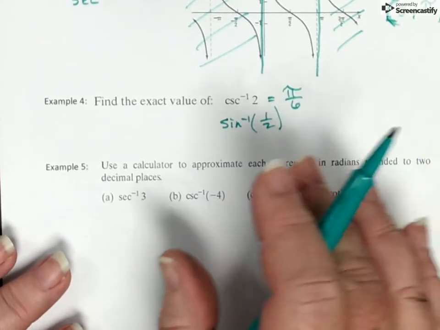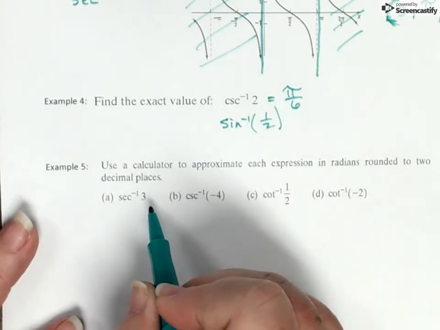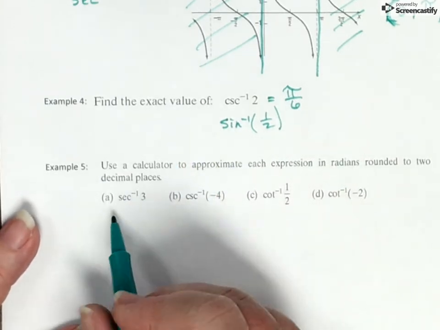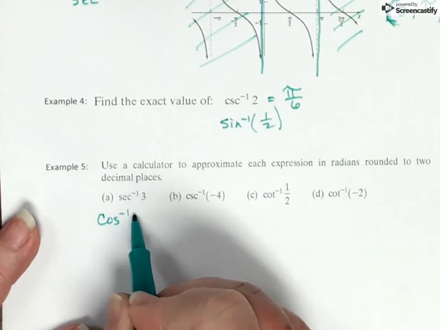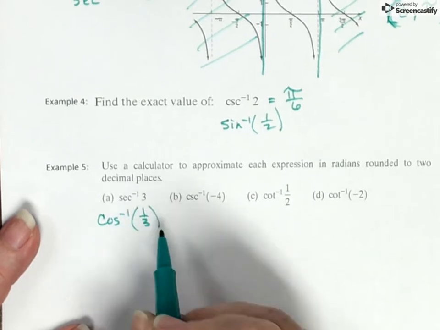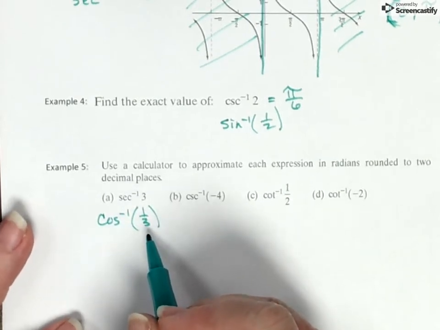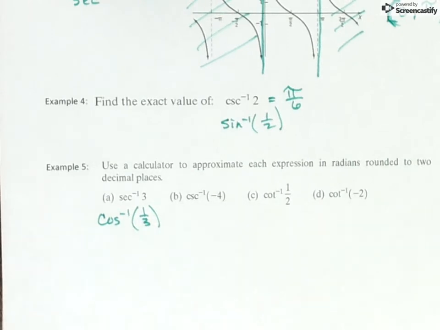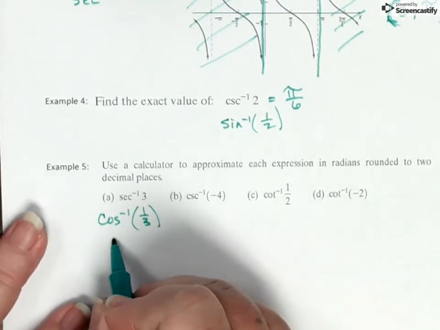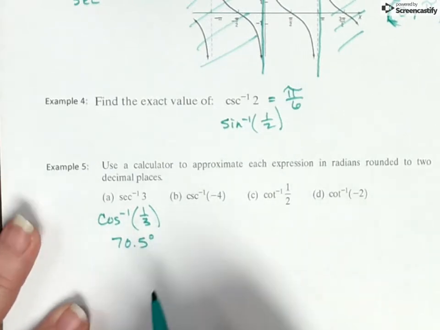So let's move on to this next problem. Secant inverse of 3. Well, secant is the reciprocal of cosine. So I'm going to do the inverse cosine of 1/3. Now that's not on the unit circle, so I'm actually going to pick up my graphing calculator, and if I'm in degrees, inverse cosine of 1/3 will give me a value of 70.5 degrees.